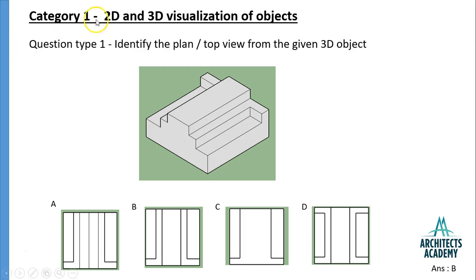So this 3D object will be shown to you in the exam and they will ask you to identify its top view, that is how this object will look from this angle. If I draw an arrow here, how this object will be seen. So in this case the answer will be B.